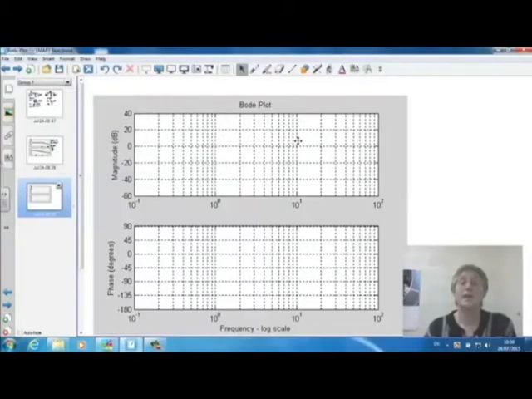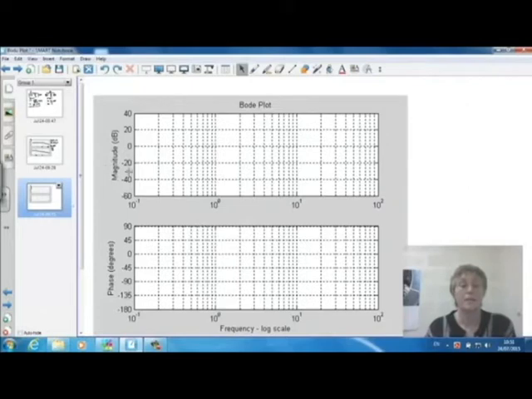Hello, I'm Lois Gray, and in this video I'm just going to explain very briefly how to measure gain and phase margins from a Bode plot. So you'll remember that our Bode plot shows us magnitude of gain on the top part and phase change of output versus input on the bottom part.